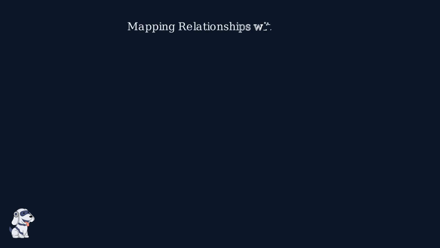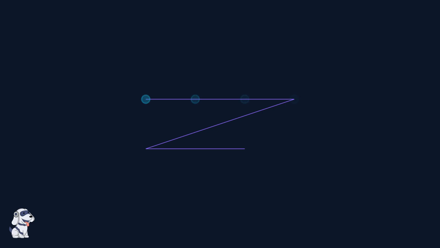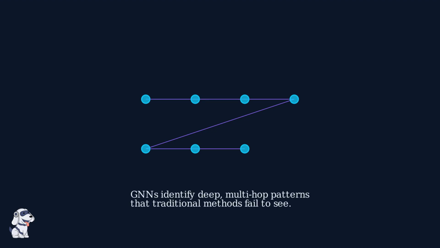Graph neural networks, or GNNs, revolutionize recommendation systems by mapping complex relationships as a web, rather than a rigid table. Traditional models treat data as static tables. GNNs instead view users and items as nodes in a graph, connected by edges that represent interactions. By allowing information to flow between nodes, GNNs uncover hidden patterns, like a user's indirect affinity for an item through a mutual connection. This enables systems to identify deep, multi-hop patterns that traditional statistical models often fail to detect.